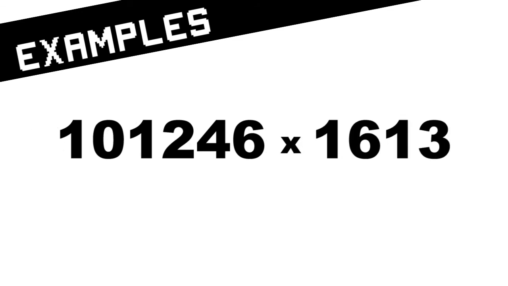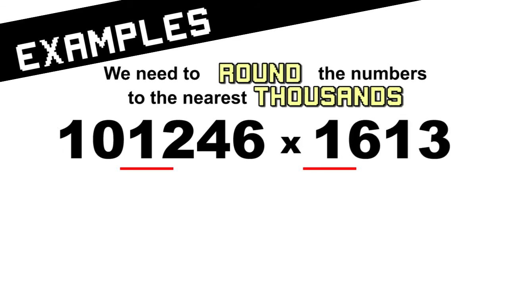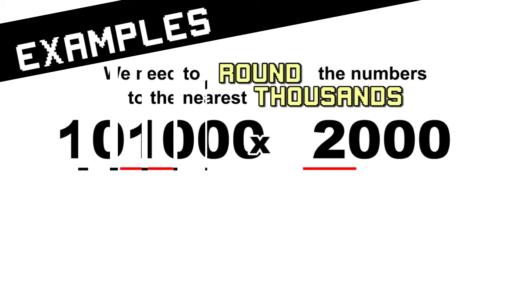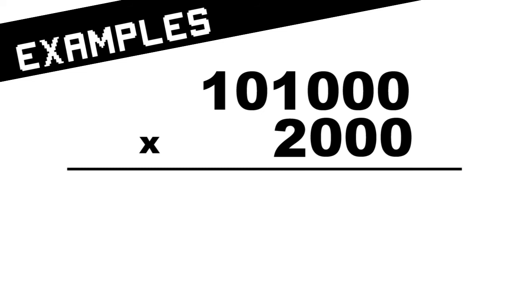Another example, 101,246 multiplied by 1,613, and we need to round it off to the nearest thousands. So 101,246 will be rounded off to 101,000, and 1,613 becomes 2,000. So it will be 101,000 times 2,000.